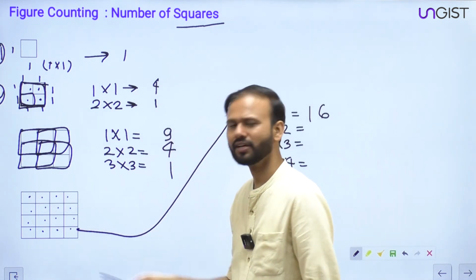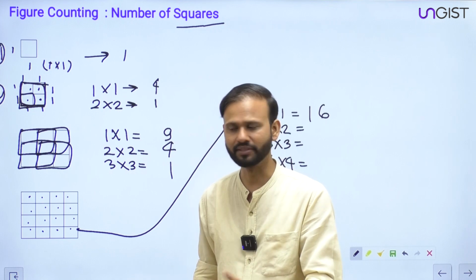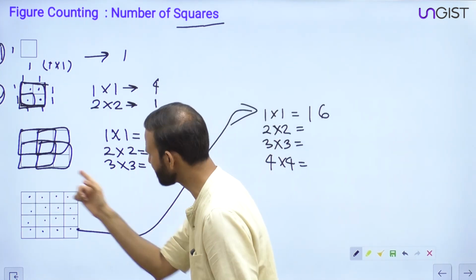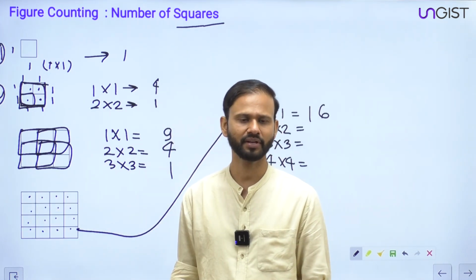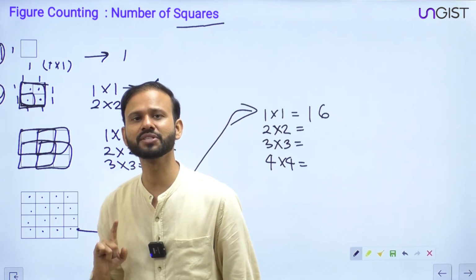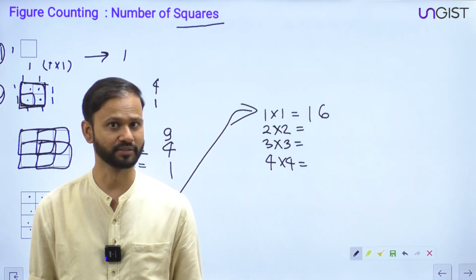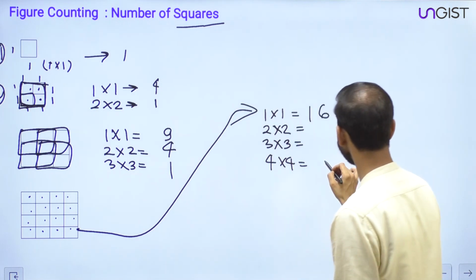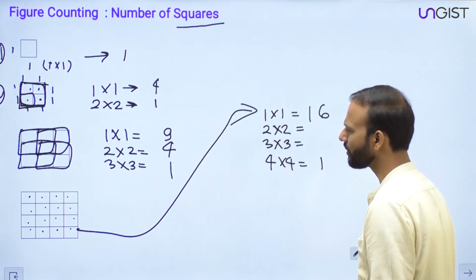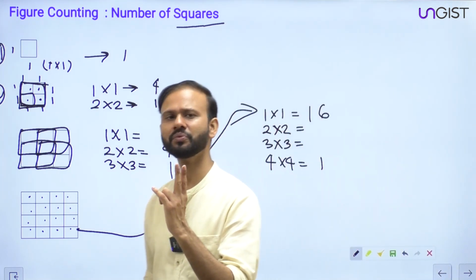Okay. Now, if I talk about 4 by 4 order square, the answer is only one, because the entire dimension is 4 by 4. So if I talk about 4 by 4 order square, we have only 1 square. Clear? Okay, fine.